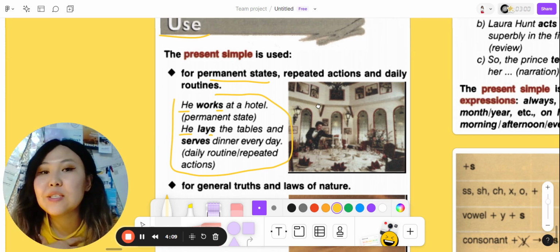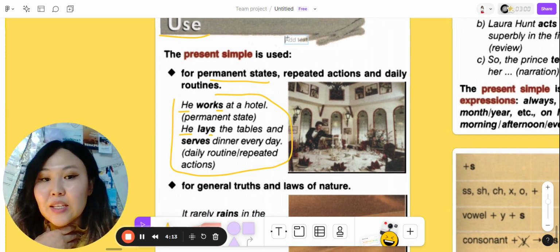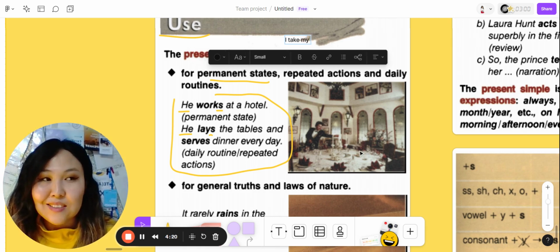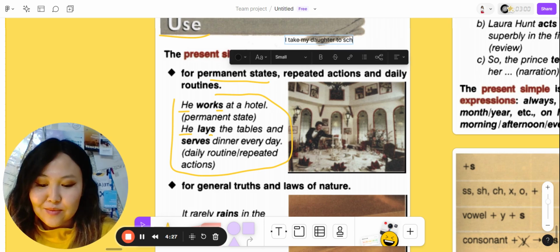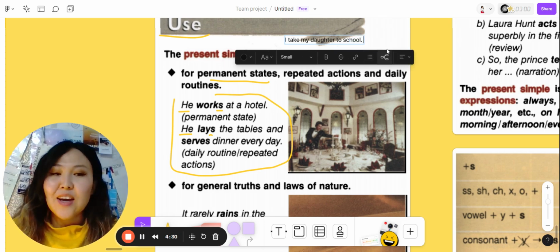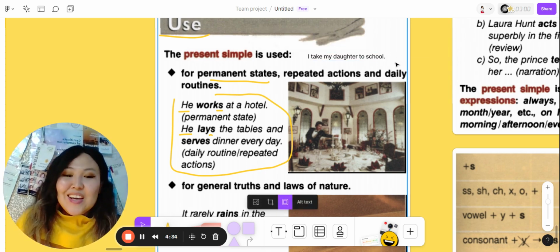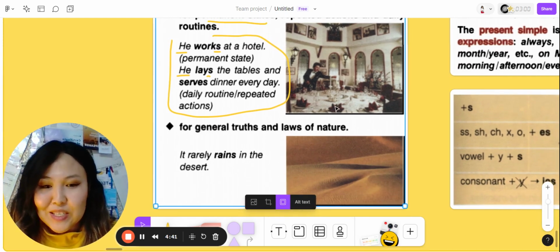If I make such an example about myself, it would be every day I take my daughter to kindergarten. Actually, it's not kindergarten, it's kind of preschool. I take my daughter, let's say, to school. It's not kind of a school, but it's an educational center. Let it be school. So this is my routine, the thing I do every day. And yeah, it's a repeated action.